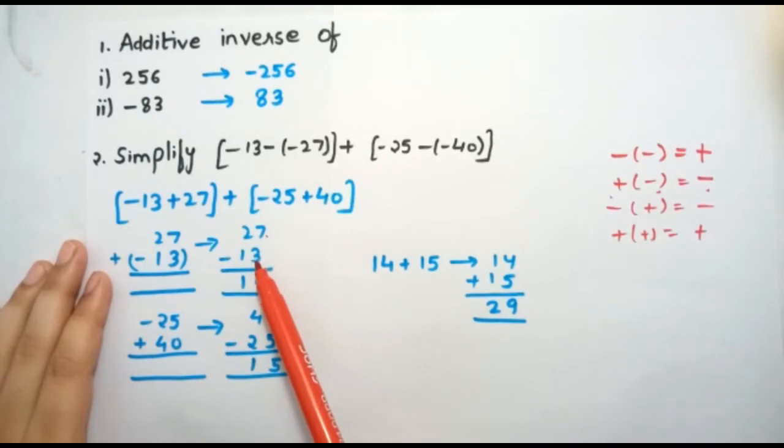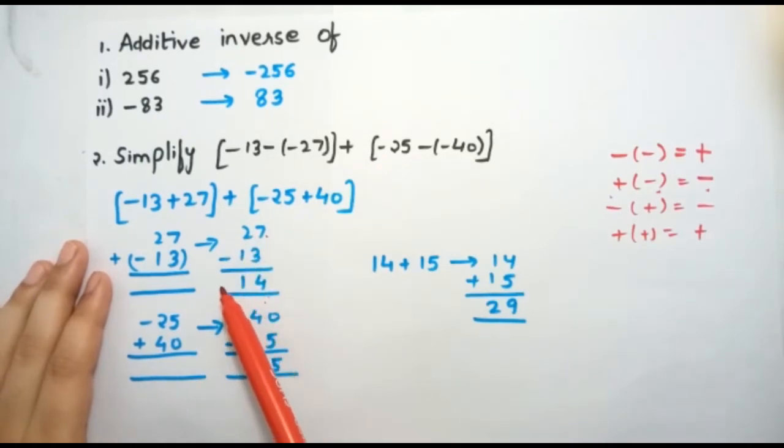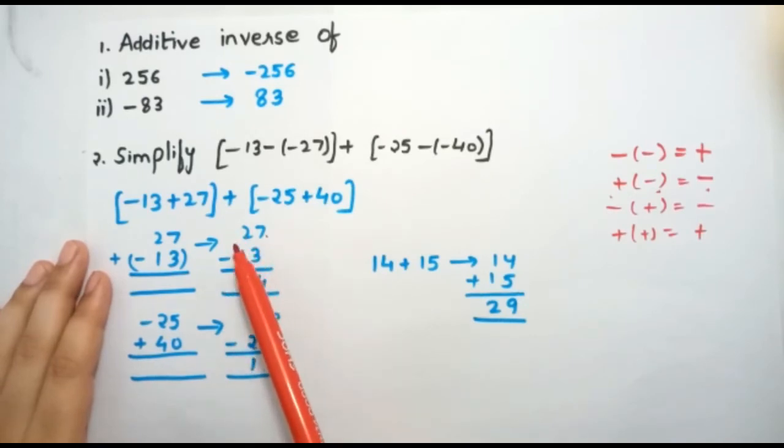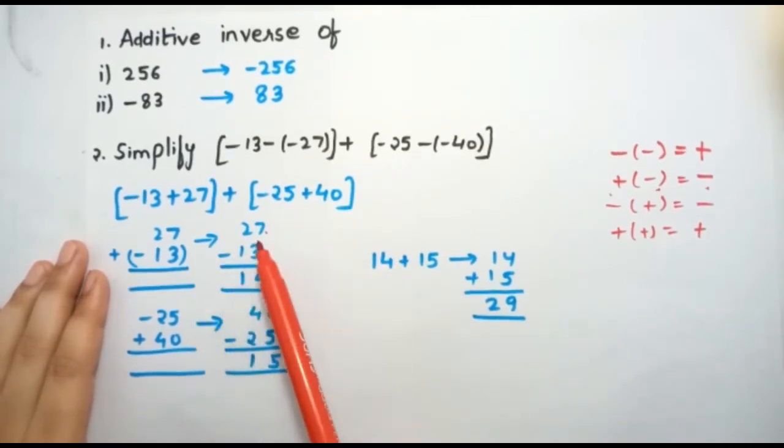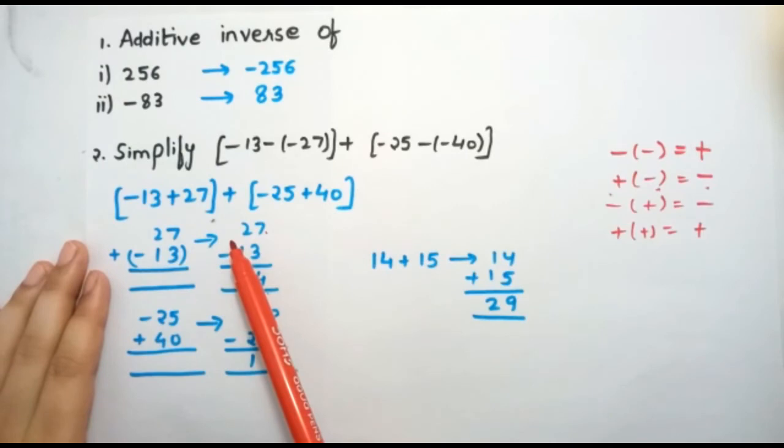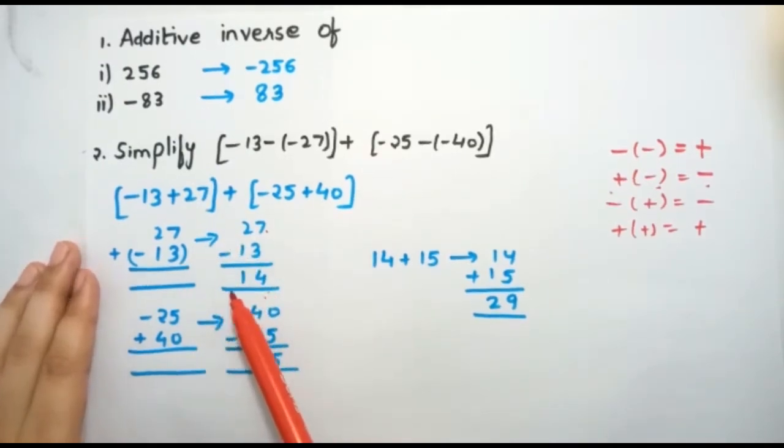7 minus 3, that is 4, and 2 minus 1, that is 1. And the sign would be of a positive number. Why? Because we'll always put the sign of the greater number that is there. So 27 is the greater number. 27 is positive, 27 is the greater number, so we put the sign of plus.